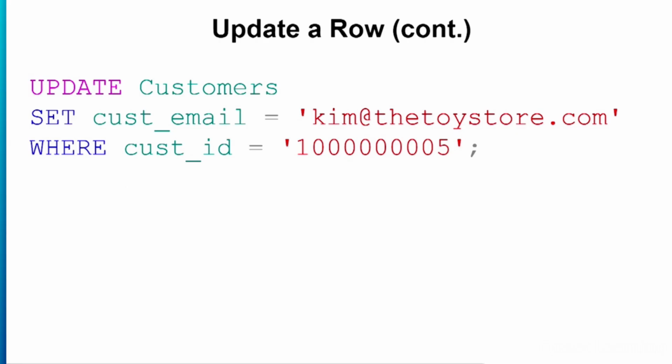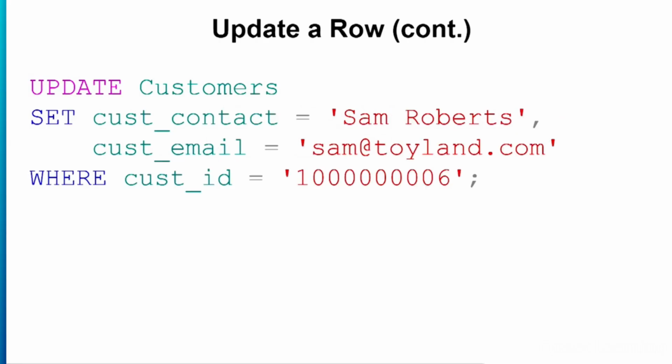To update a row and update multiple columns at the same time, again, update table, set, and this time a comma delimited list of name equals value pairs. Here there are two being provided, and again the where clause telling it exactly which row you want to update.